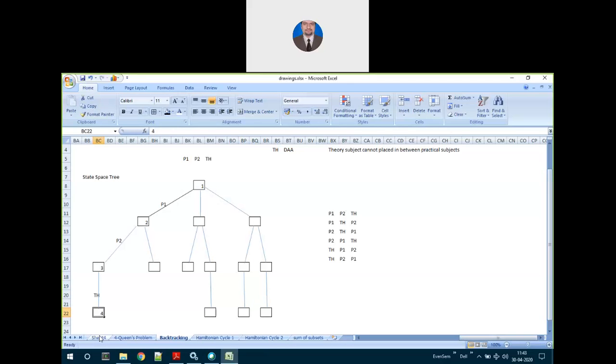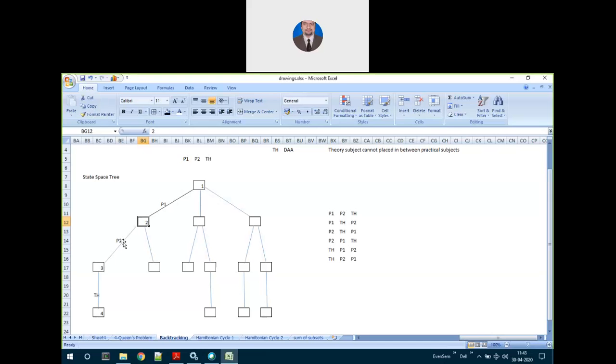So what should I do? As backtracking says, whenever we are not able to draw nodes below a particular node, then we should come back to the previous node. So from 4, I will come back to the previous node 3. So this particular slot is taken care of already. Then from 3 to 2, I will come back. So now I will be at node 2. So here, if you see, TH and P2 I have taken.